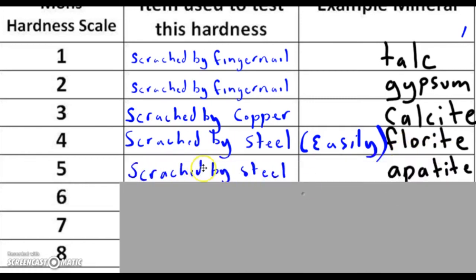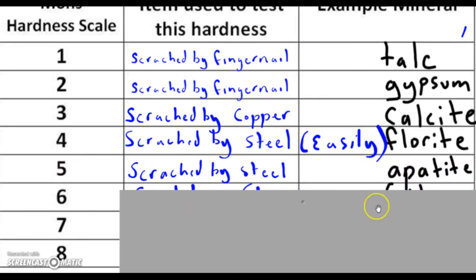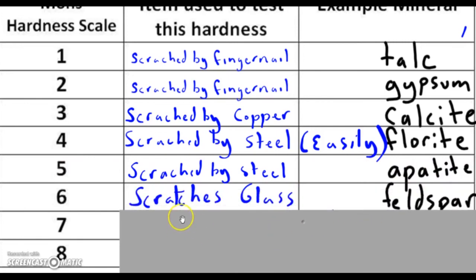A 5 is also scratched by steel, but just barely. Apatite is how you say the example mineral here. A 6 will scratch glass. A 6 scratches glass.